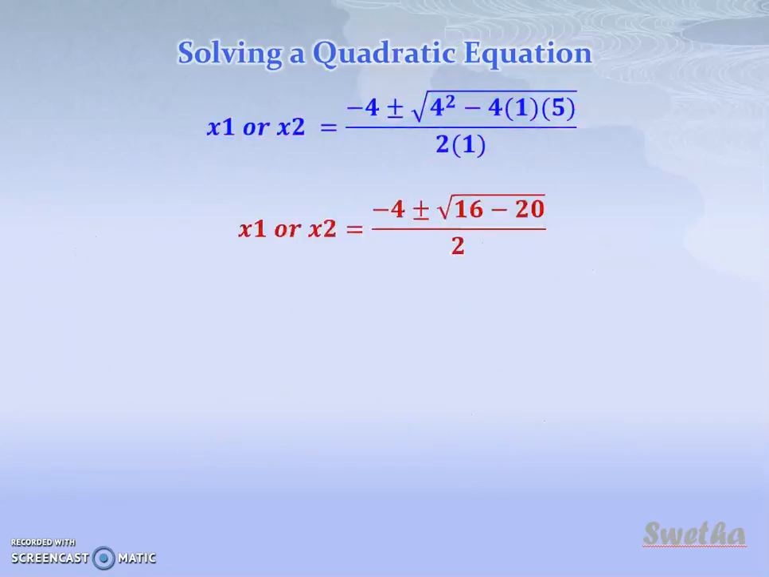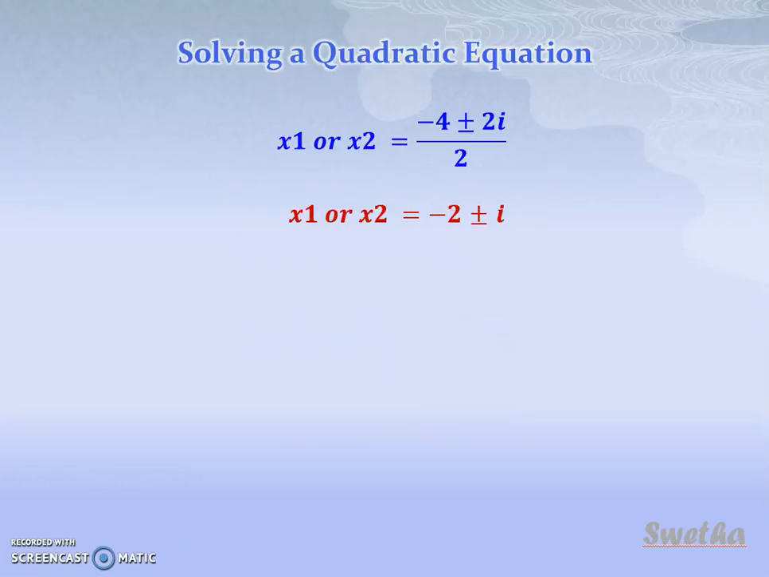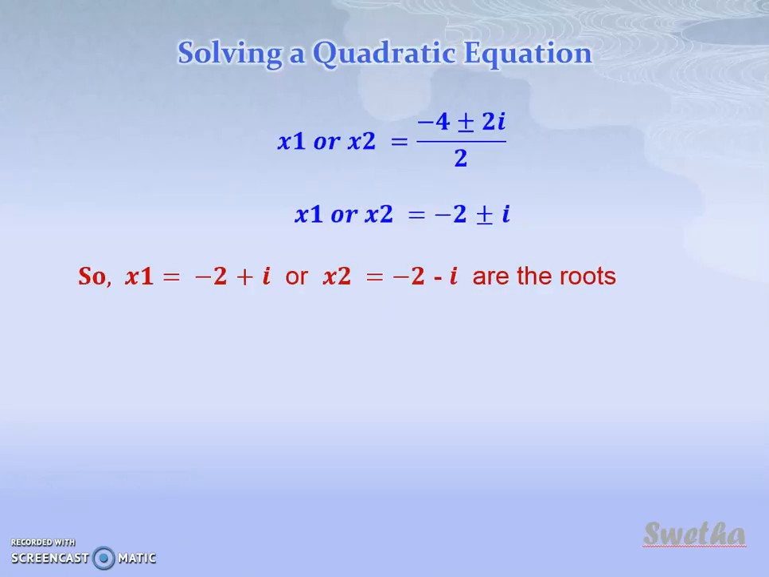This simplifies to negative 4 plus or minus the root of 16 minus 20, over 2, and that gets us negative 4 plus or minus the root of negative 4, over 2 times 1, which will get us negative 4 plus or minus 2i, divided by 2. So x1 or x2 is equal to negative 2 plus or minus i, and it will get us the two solutions, negative 2 plus i or negative 2 minus i.